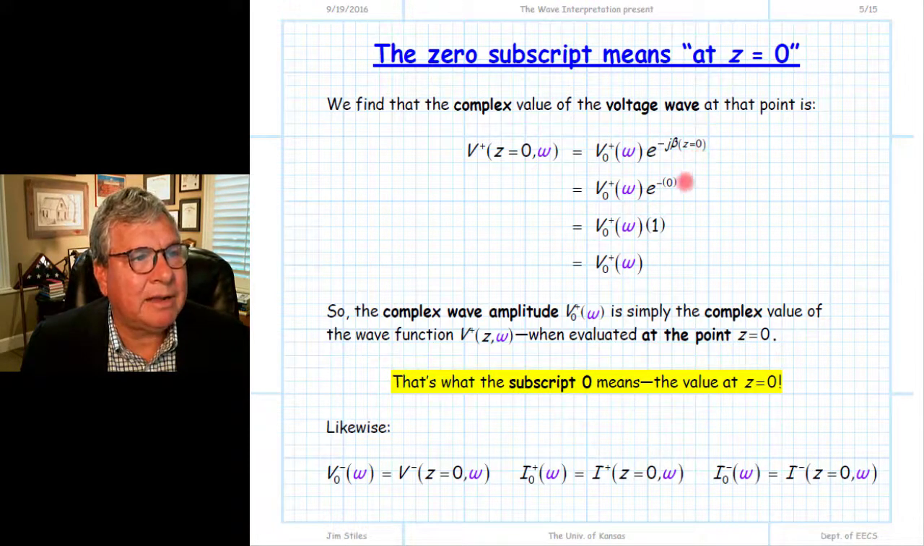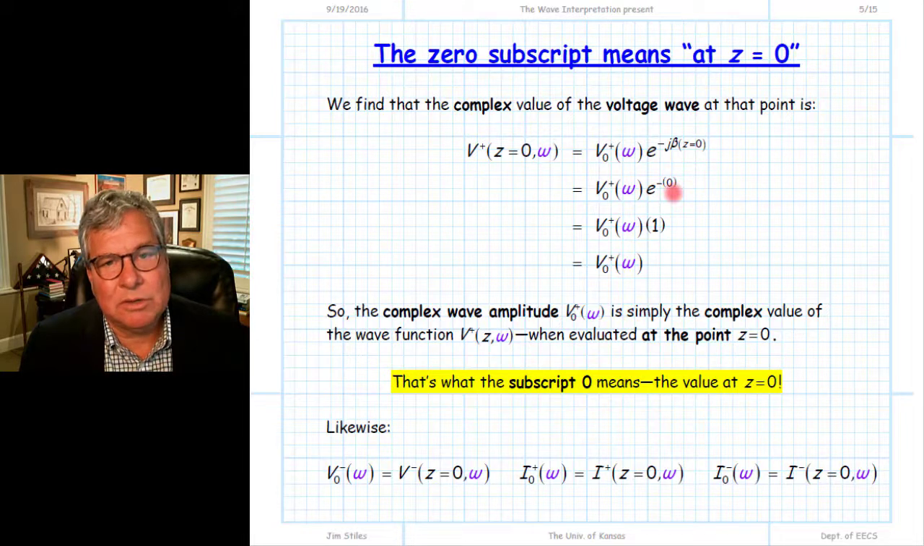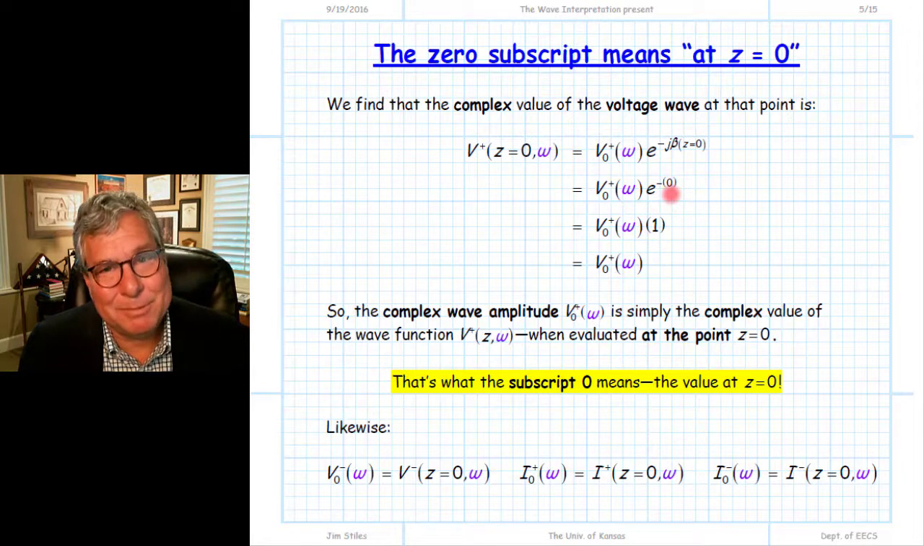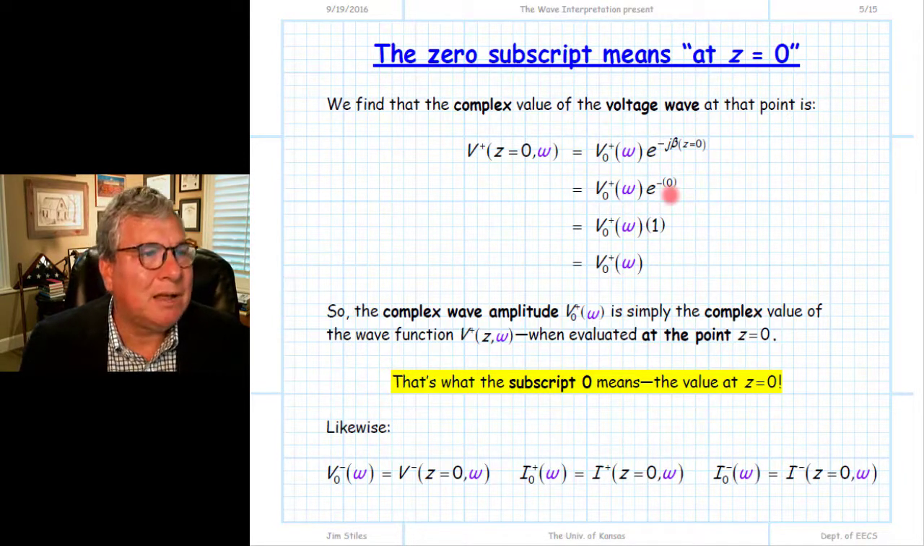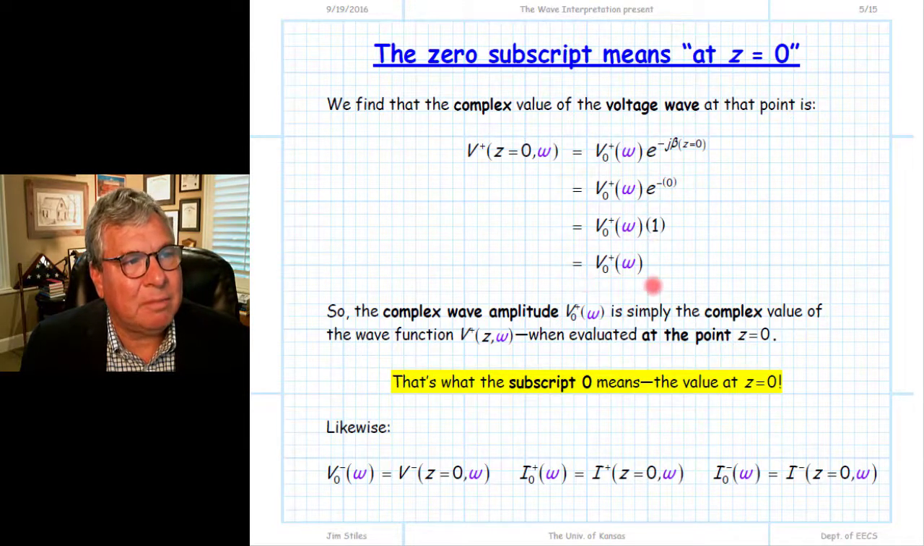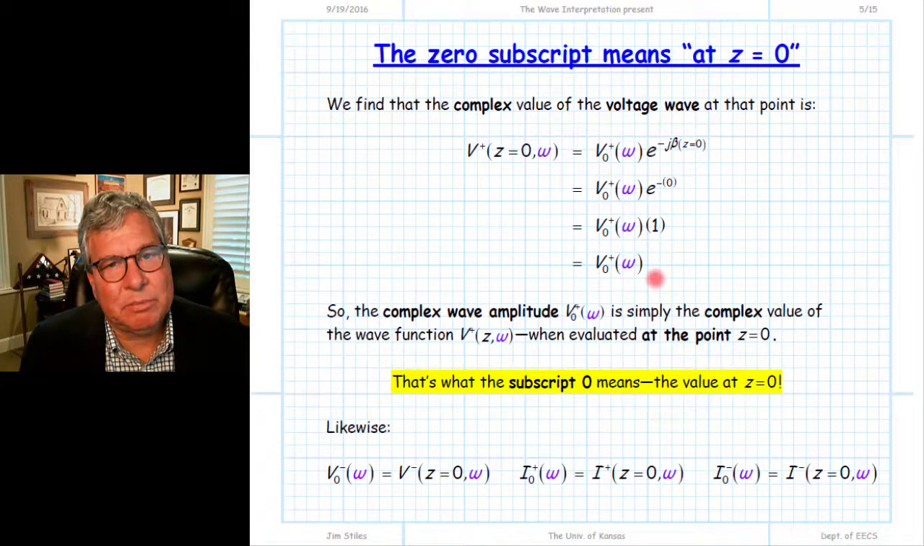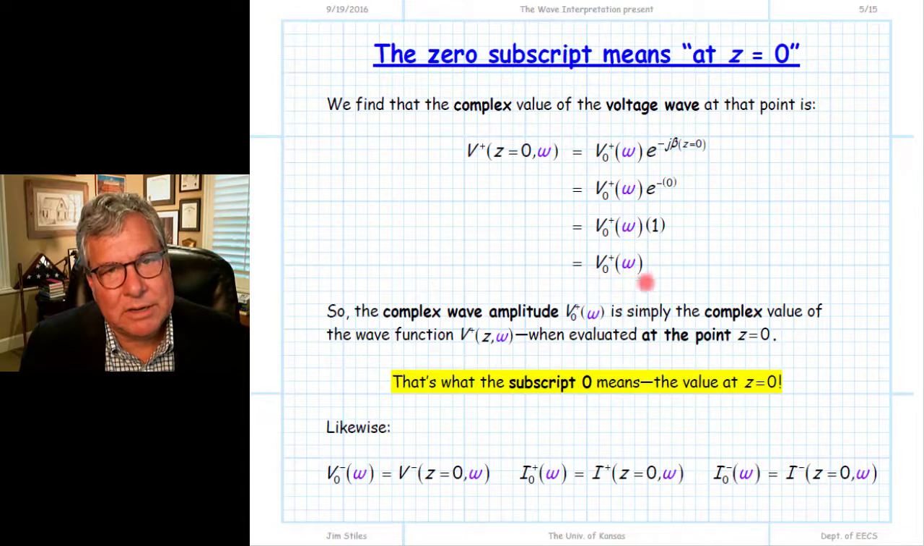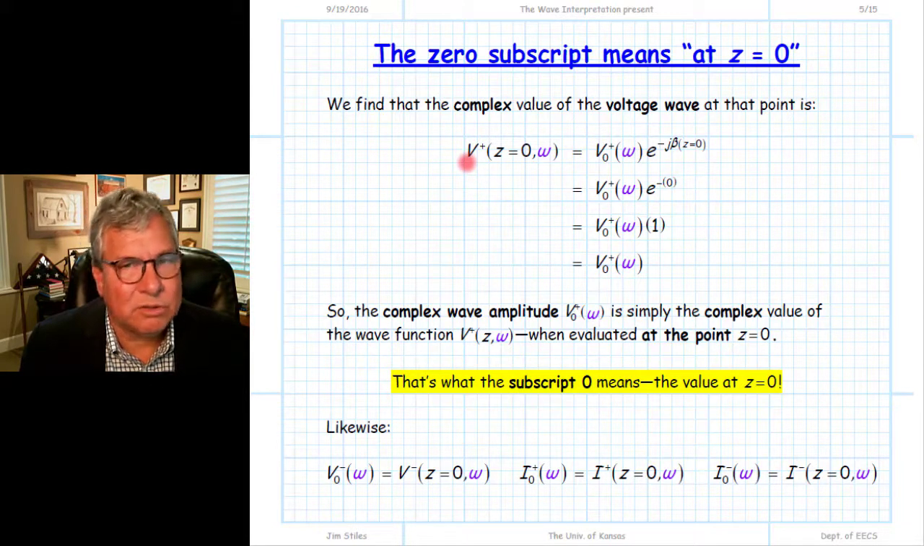We evaluate that. j beta times 0 is equal to 0. e to the 0 is equal to 1. And so we're left simply with our complex wave amplitude, V0 plus. And so we see mathematically that the value of this complex wave amplitude is simply the plus wave voltage, the voltage created by the plus wave, at the specific location of z equal to 0.